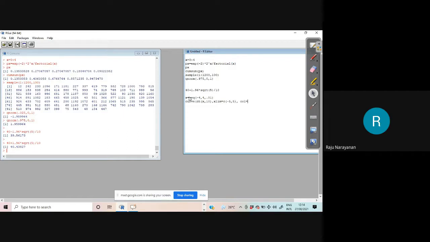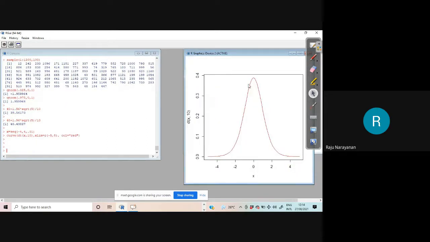Since I am going to plot so many curves, it is better to use different colors for different graphs. Yeah, this is T distribution with 10 degrees of freedom. You can see it is symmetric.